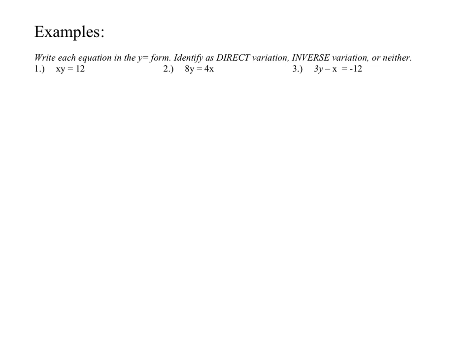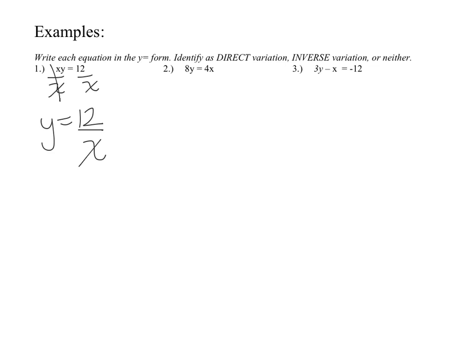All right, so the next one. Write each equation in the y equals form. Identify as direct variation, inverse variation, or neither. You can't identify if something's direct or inverse unless y is alone. So let's take a look at the first one. To get y alone, I'm going to have to divide by x. So then I get y is equal to 12 over x.